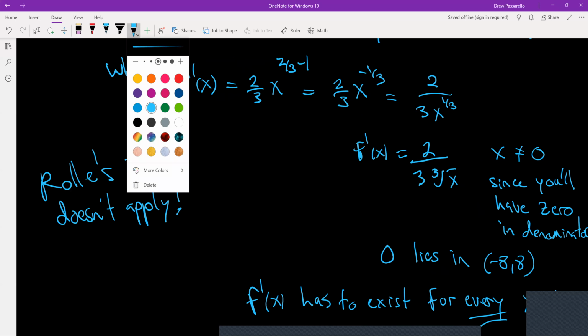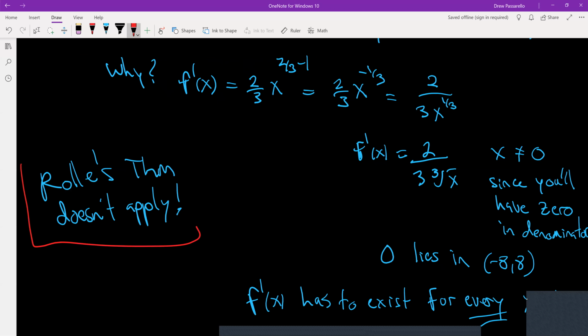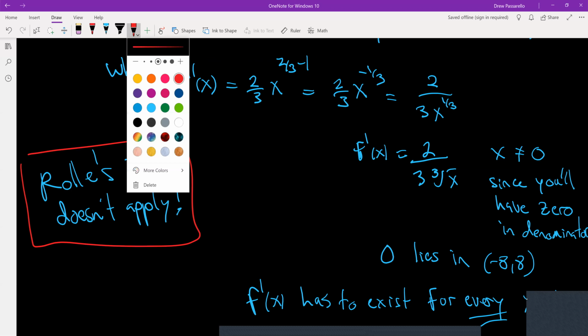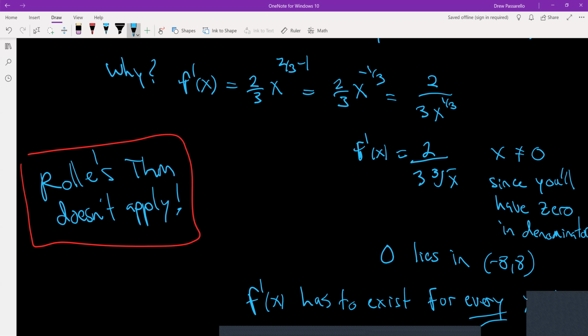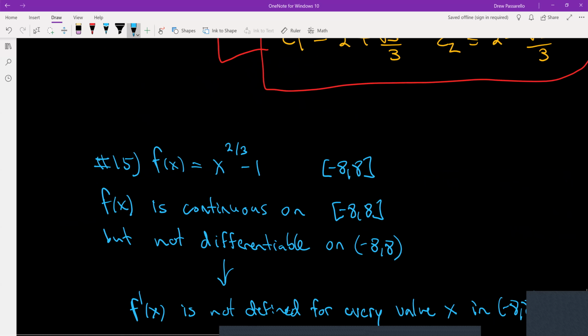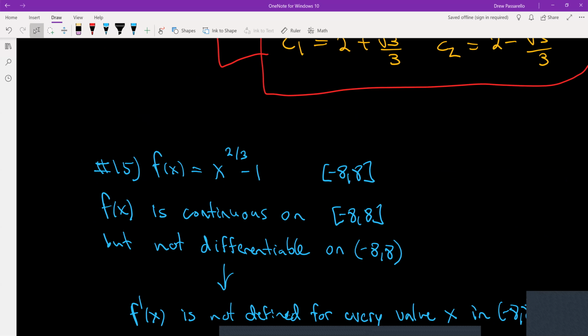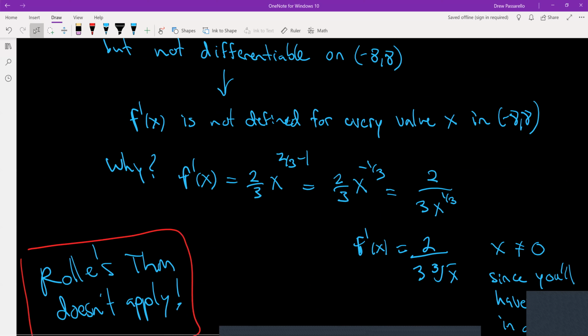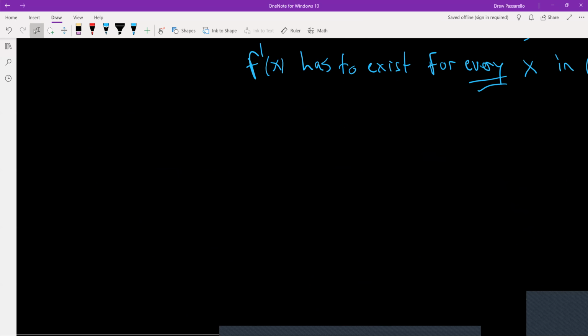All right, so I wanted to just do that one, so you have an example where the theorem does not apply. That was because its derivative doesn't exist for every single value x in the open interval -8 to 8, since it doesn't exist for the value 0. As long as it doesn't exist for one value in the interval, then we can't say it's differentiable on the entire interval. All right, so the next one's number 21.